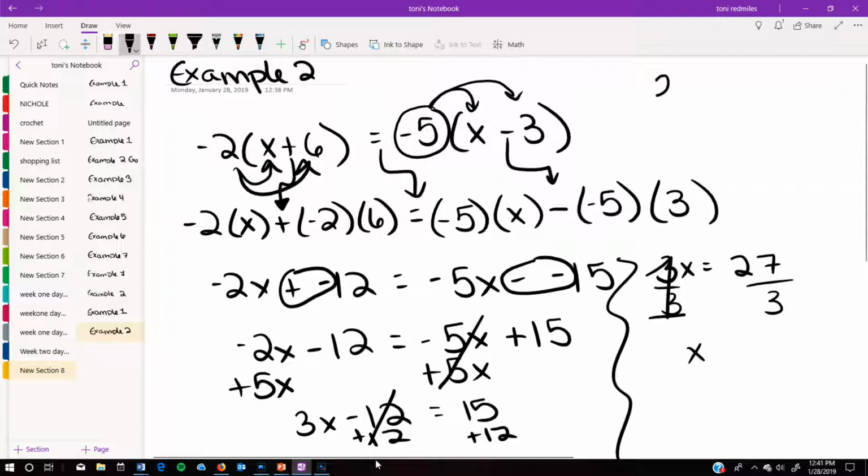Let me give you a little side context. 2 times 1 is still 2. 2 plus 0 is still 2. So it doesn't change the original number. We don't want to change the x. We just want everything away from the x.